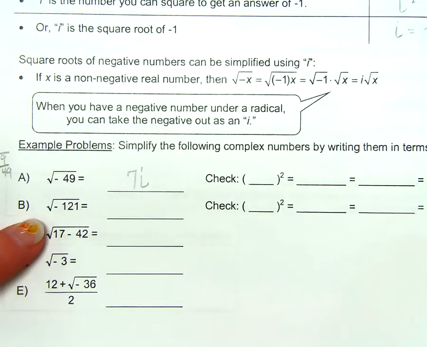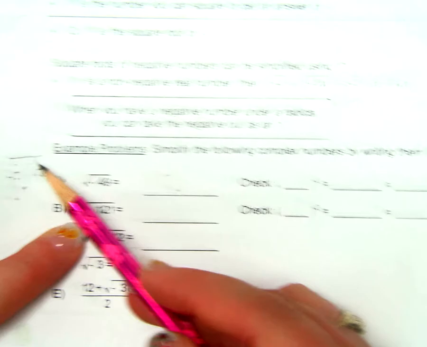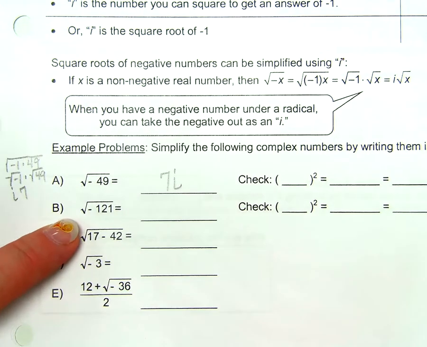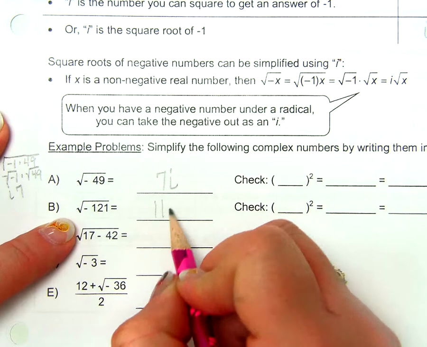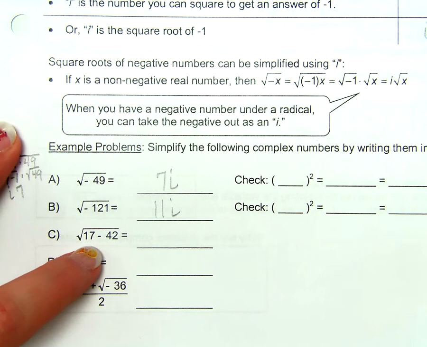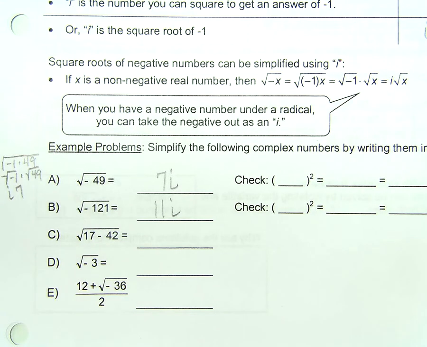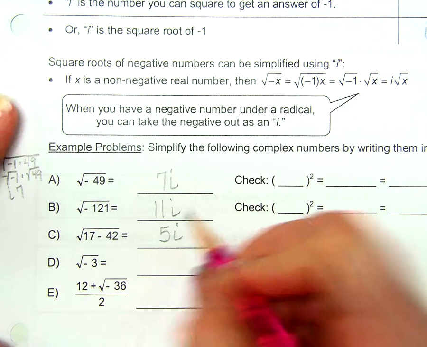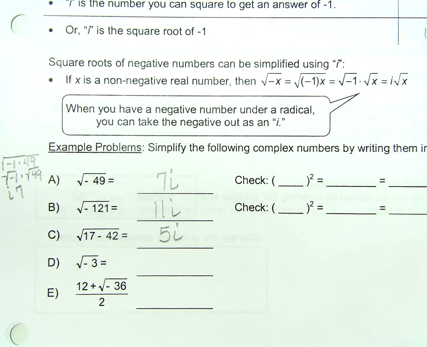Okay, so B. Do we have to do this work every time, or can we go straight to the answer? 11i. What about this? What's 17 minus 42? -25? So what's the square root of -25? 5i. Now I have to be even more picky. I know you love when I'm picky. Okay?